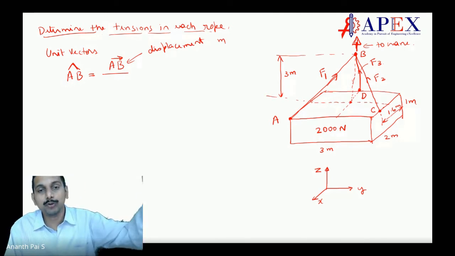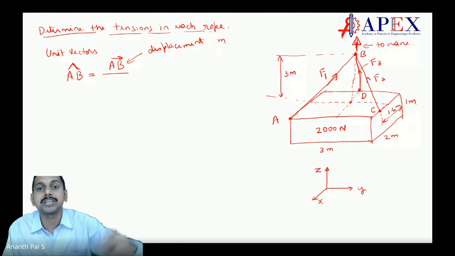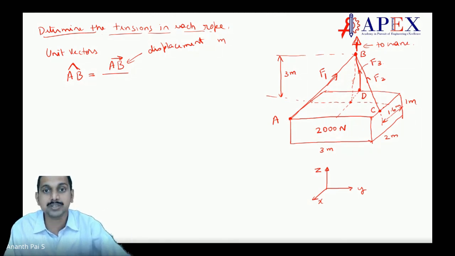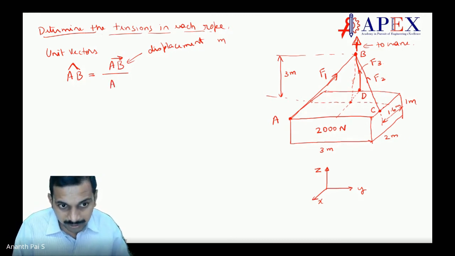If you say velocity vector, it has meters per second. If it's acceleration vector, meter per second square. Area vector, meter square. Area is a vector, keep in mind. Area is not a scalar. Okay, divided by AB magnitude.